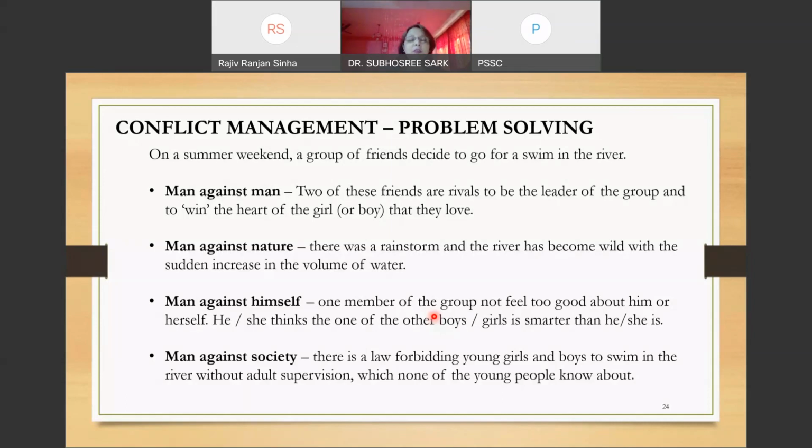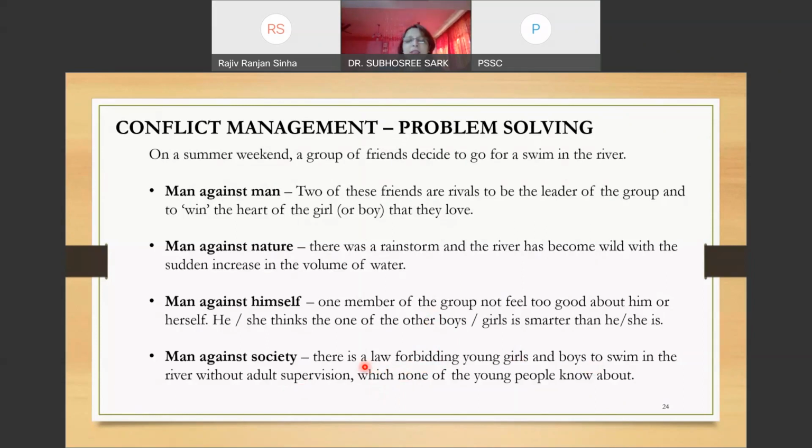Respect yourself. Man against society. It is about swimming in the river without adult supervision. We can just say that if the society does not permit boys and girls to mingle together, but they are mingling, what do? Man against society.